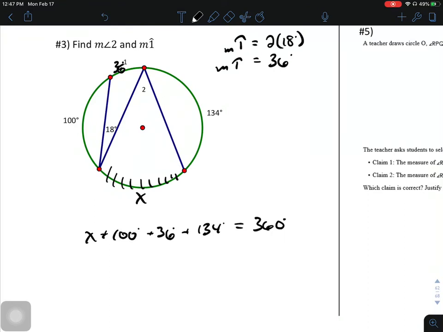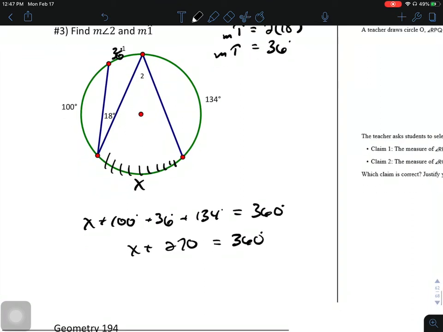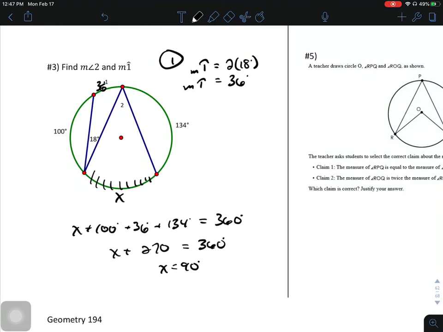36 and 134 would be 170, plus another 100 would be 270. It makes X 90, which does not answer a question. We did this first, we did the second. My work's going to be not laid out in a logical manner, so I'm going to number my steps. The measure of angle 2 is half the intercepted arc, so that's half of 90. Half of 90 is 45.